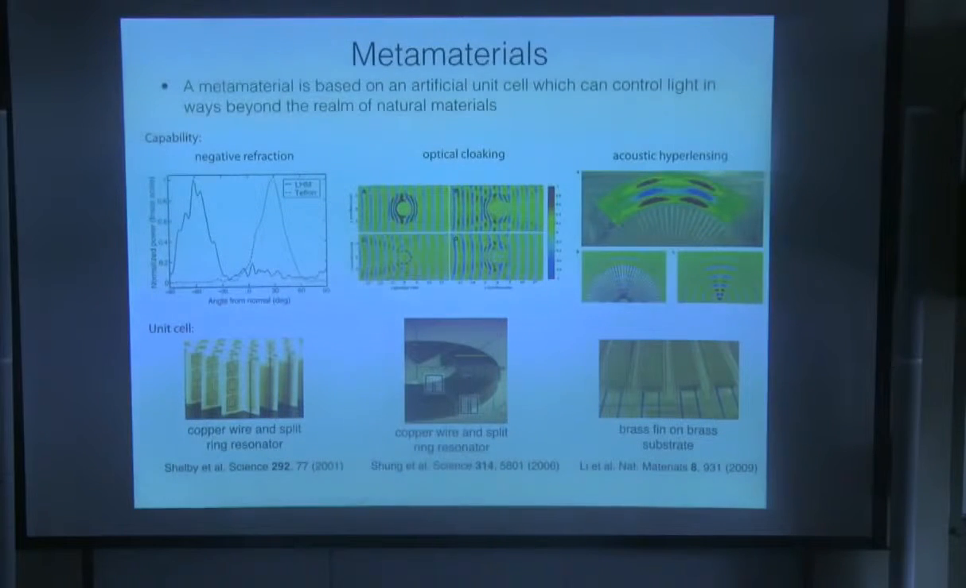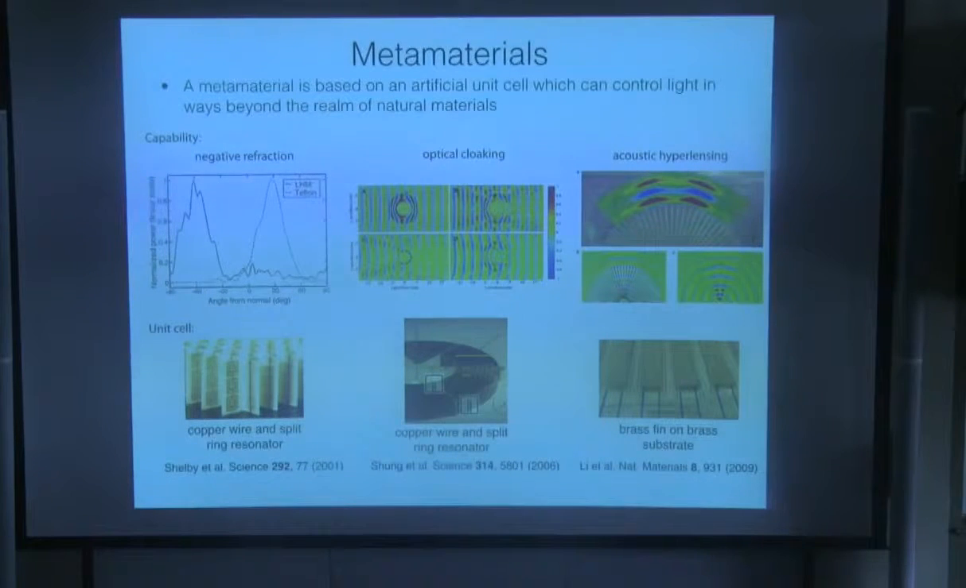So I'll be talking about a metamaterial today. Briefly, a metamaterial is based on an artificial unit cell with the goal of realizing some functionality beyond the natural realm of materials. For instance, it was shown famously that a metamaterial composed of copper wire and split ring resonators can exhibit negative index of refraction.